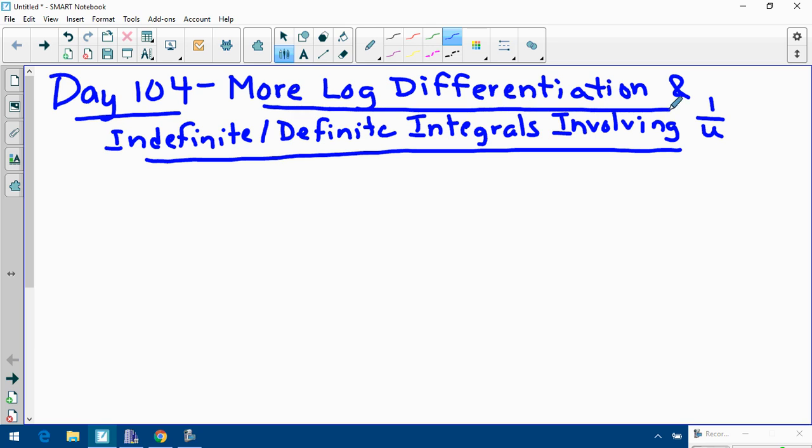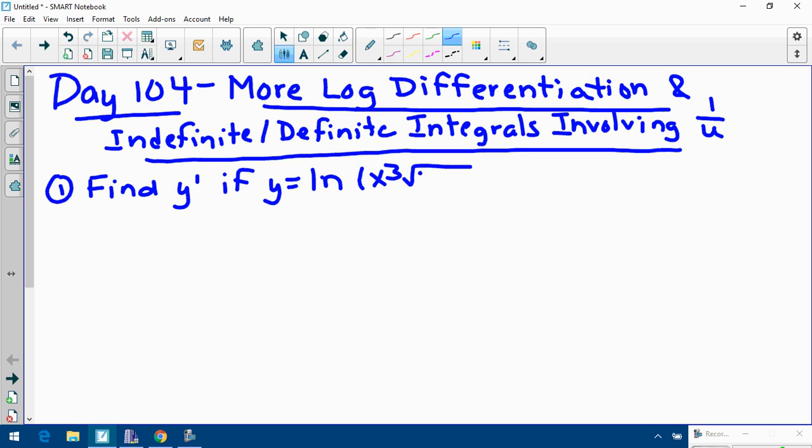All right, so we're going to start with some practice questions from the last couple days. The first one is going to be find y prime if y equals ln of x cubed radical 6x minus 5.